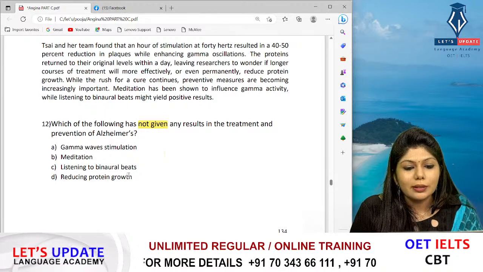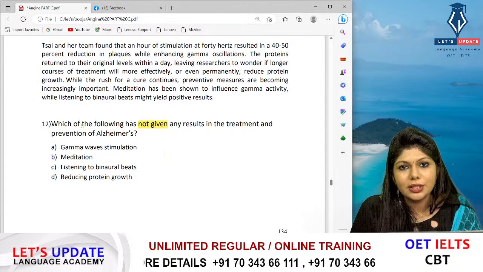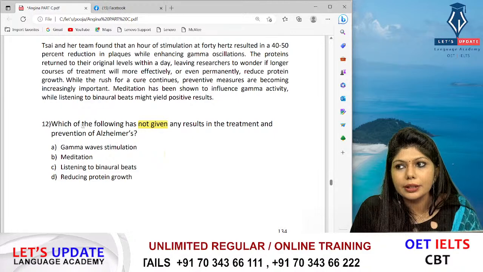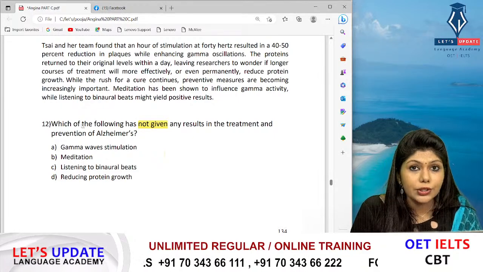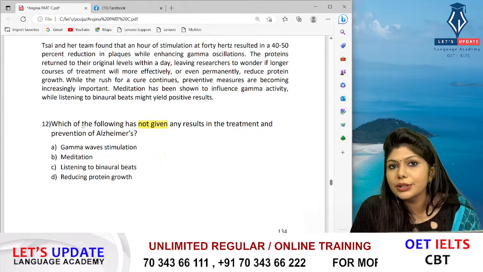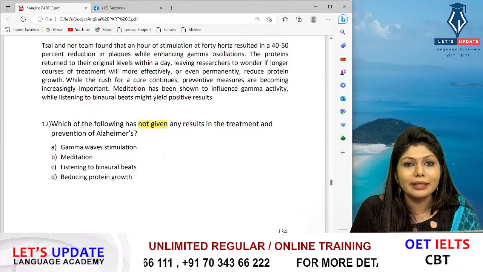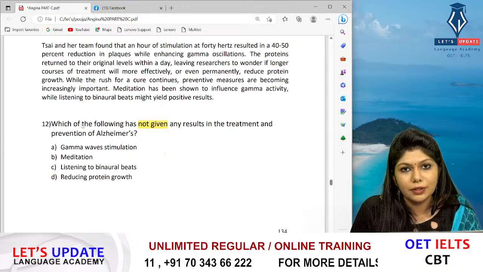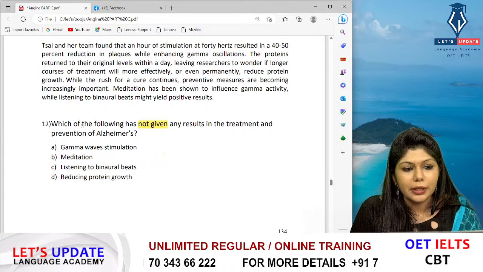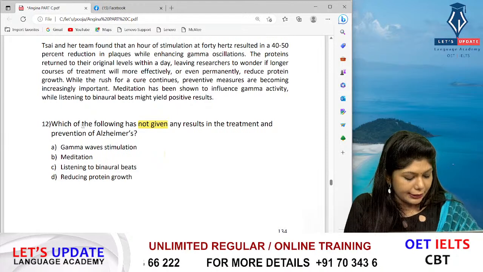Okay, so you need to find something that is not mentioned over here. Whenever you see something like not given, not mentioned, false or incorrect, you need to highlight, underline or circle that, because you should not read and end up finding something that is mentioned, as you always do. So just highlight that, and I'll give you a minute to read this and then we'll solve it together.